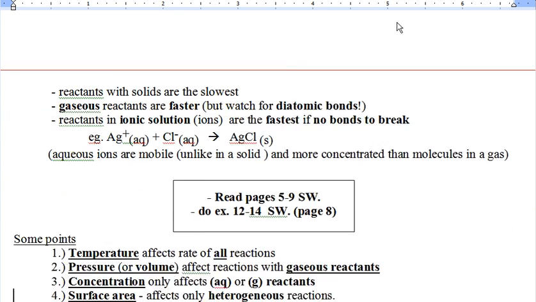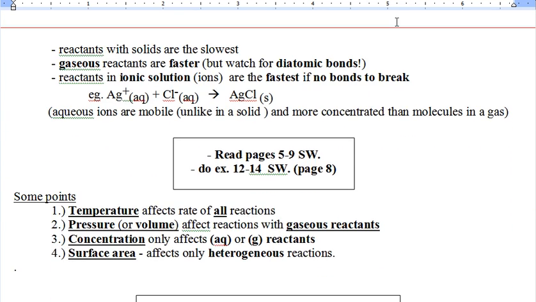So there's a few little summaries here that we can discuss, and you feel free to write these in and fill these in your blanks. We'll review some of this tomorrow. If you're a solid, you're going to be one of the slowest. If you're a gas, you're going to be a little faster, but you're still going to be slow. Reactants that are ionic, reactants that are in ions will always be the fastest. End of story.